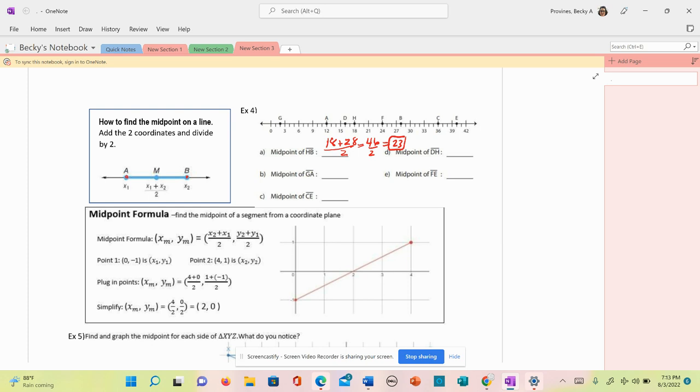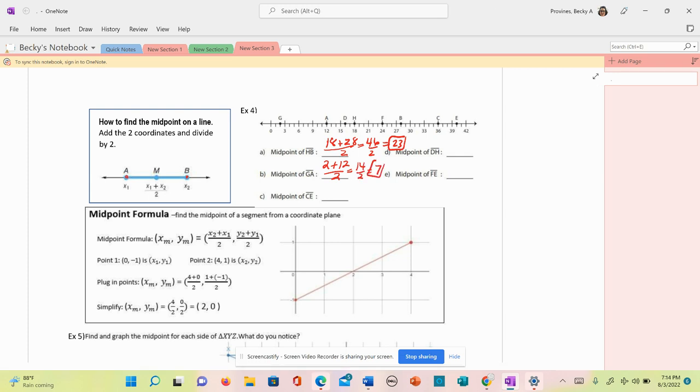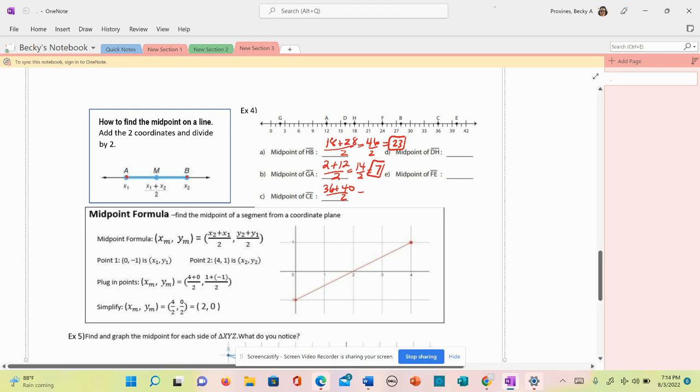So let's try the next one. G appears at 2, A is at 12, add them up, divide by 2. So 14 over 2 is 7. Pretty easy. C is at 36, and you're going to add E. E is 40. All right, so 40 plus 36 is 76. And you divide that by 2, and you get 38.